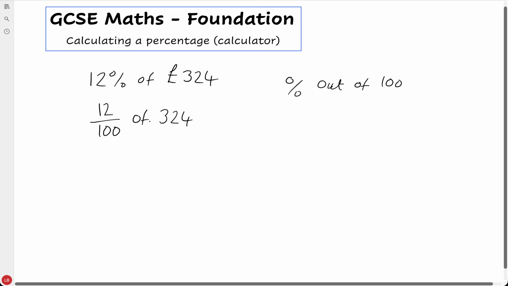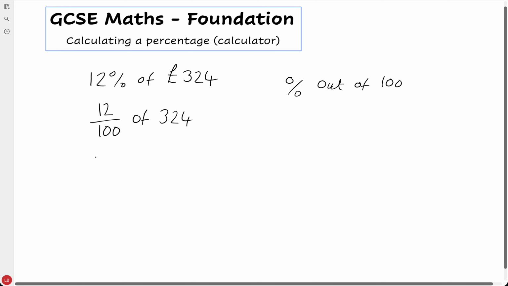Now, I'm sure you were told many times in year 7, year 8, if you're working out a fraction of a number, you divide by the denominator and times by the numerator. So that's 324 divided by 100 times by 12, which you could do on your calculator. Well, we can be even cleverer than that, because this requires putting in 12 divided by 100 or using your fraction button. But we can put that straight into our calculator as a decimal.